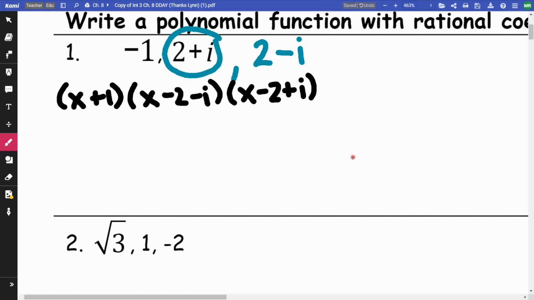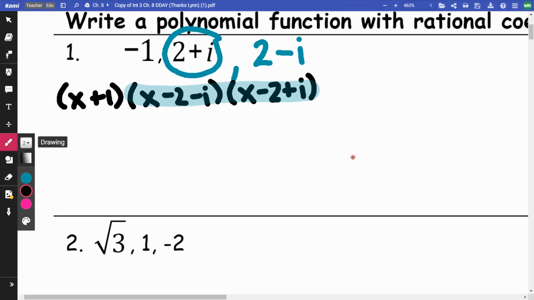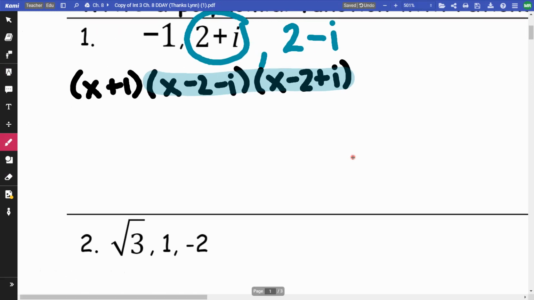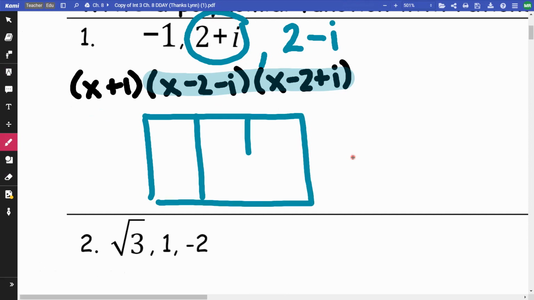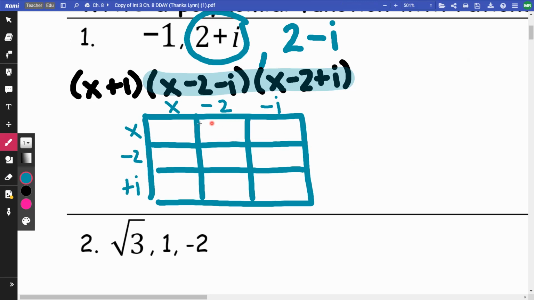Now I'm going to multiply these out. And when I multiply these out, I am going to multiply these together first. So when I do that, let's see, I'm going to have a 3 by 3. I am going to have an x, a -2, and a negative i, an x, a -2, and a positive i, and then I'm going to multiply these.